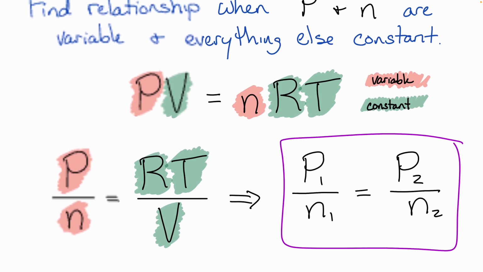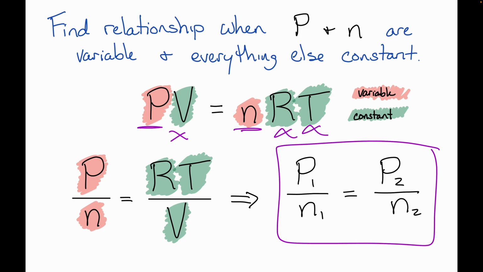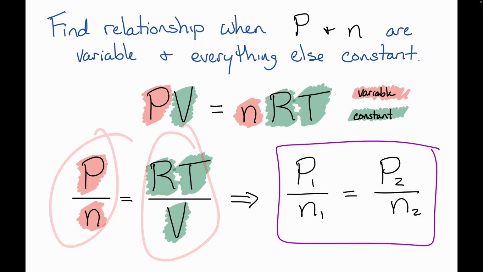And we got that by taking our ideal gas law and identifying what was variable and what was constant, and rearranging it so that all of our variables were on one side and all of our constants are on the other side.